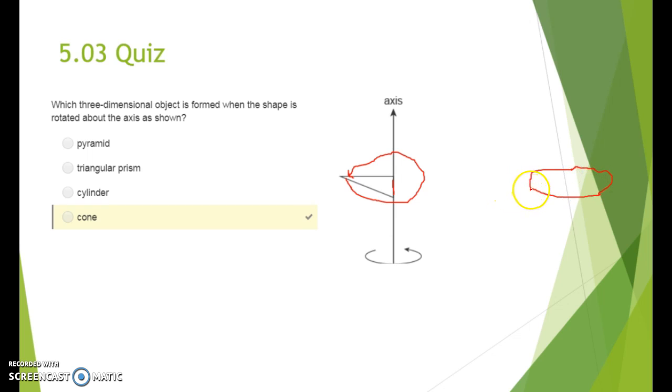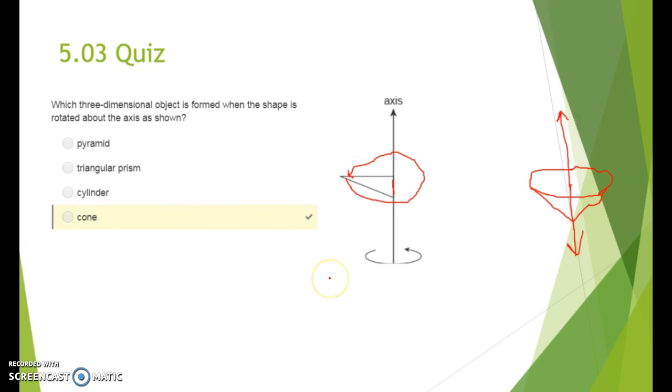The bottom is pointed because it's a little triangle on the bottom there. So when you spin it, it's going to look like this. And that does actually give you, here's the center where that axis would go through, an upside down cone. So that's why it would say cone there.